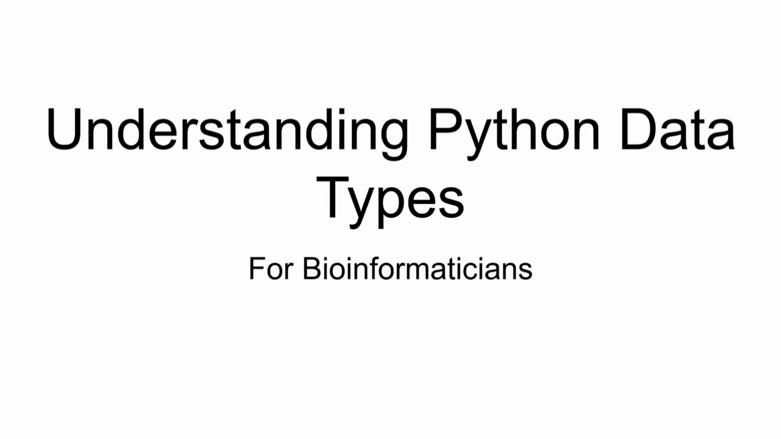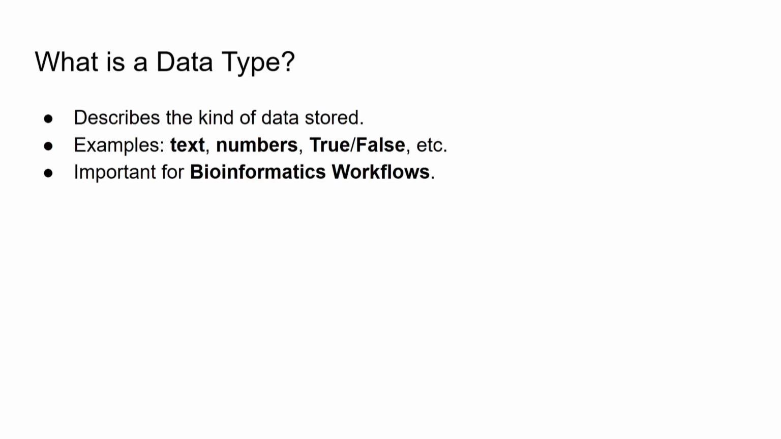Hello everyone. In this video, I'll explain what data types are in Python, how they affect your code, and why they matter when working with biological data like DNA sequences or gene counts. A data type tells Python what kind of data you are working with: text, numbers, or even true or false values. This becomes super important when you process sequences, calculate read counts, or filter data. Let's switch to Jupyter Notebook and see some examples of basic data types.